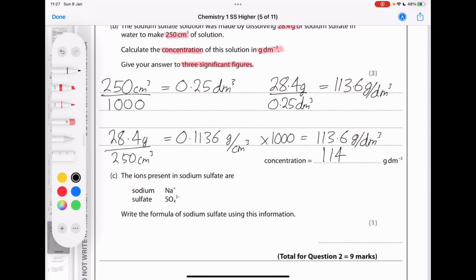Question C is just asking me to work out an ionic formula, which I should do using the crossover rule. They've given me the ions present, so I can just write out my ions. And then the sodium just has a positive charge, so I don't write any number after the sulfate, and that disappears. The sulfate has got a 2- charge, so I put a 2 down here. And therefore my final answer is Na2SO4.